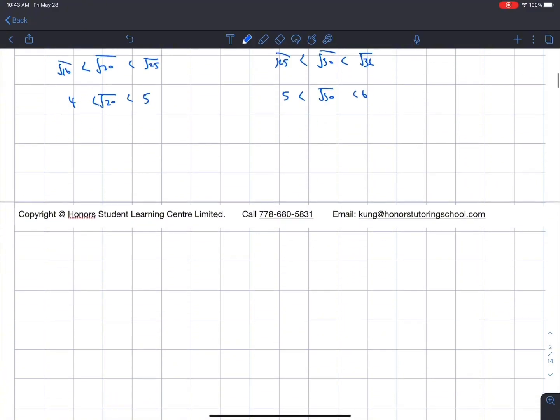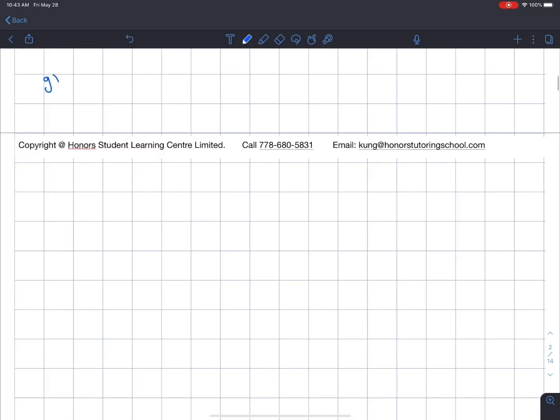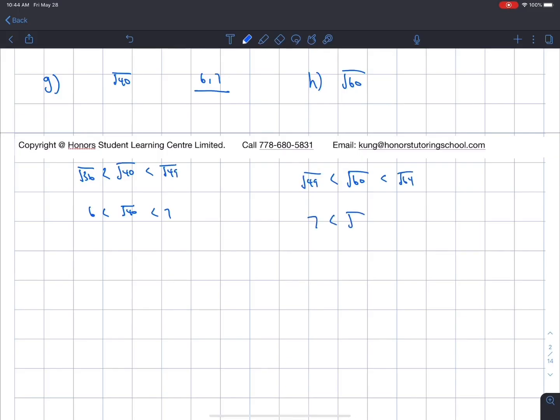G. The square root of 40. Square root of 40 is in between the square root of 36 and the square root of 49. So the square root of 40 is in between 6 and 7. H. Square root of 60. The square root of 60 is in between the square root of 49 and the square root of 64. So the square root of 60 is in between 7 and 8.